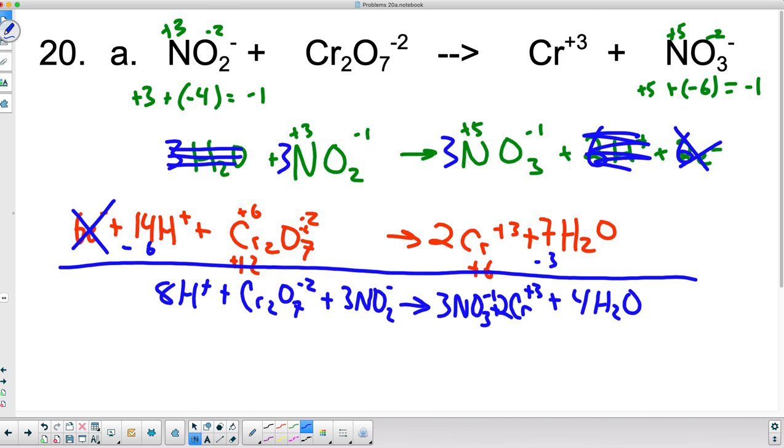Oh, here we get into this whole crazy business with number of oxygens and all that stuff. So if I go oxygens on this side, 3 times 2 is 6, plus 7 is 13. 3 times 3 is 9, plus another 4 is 13. So that actually works out. So here is our answer for 20A.